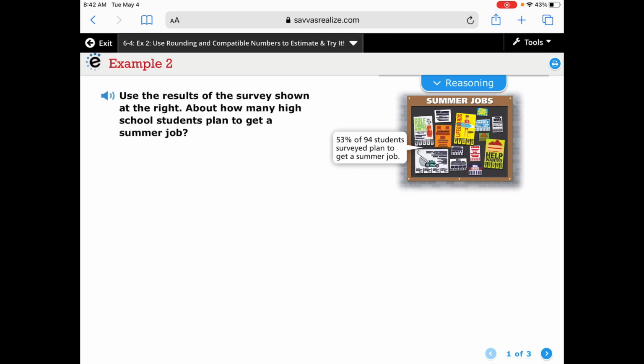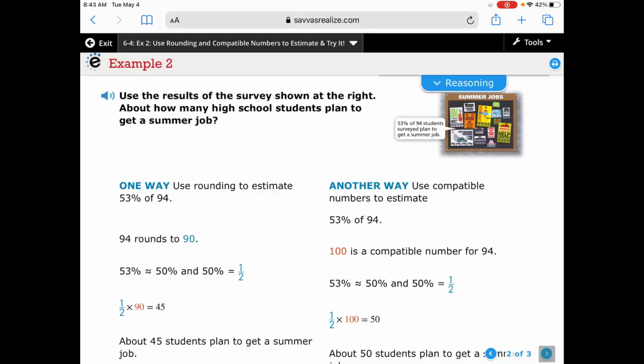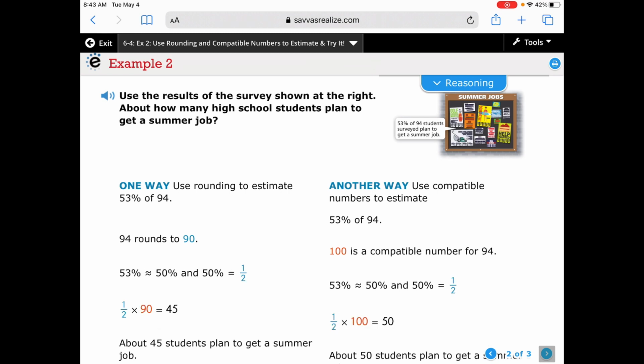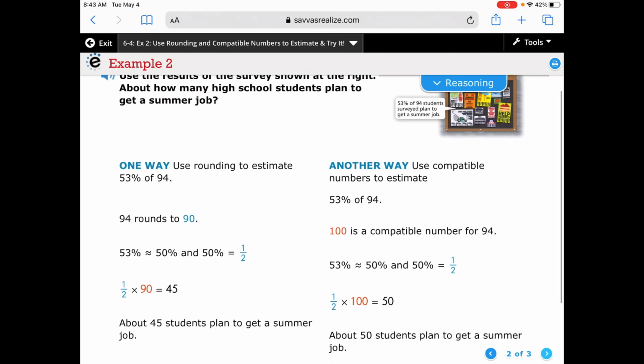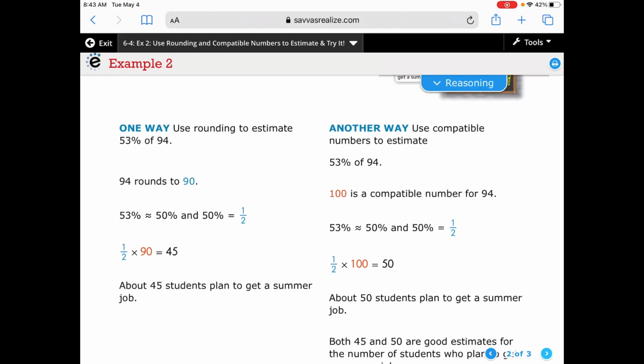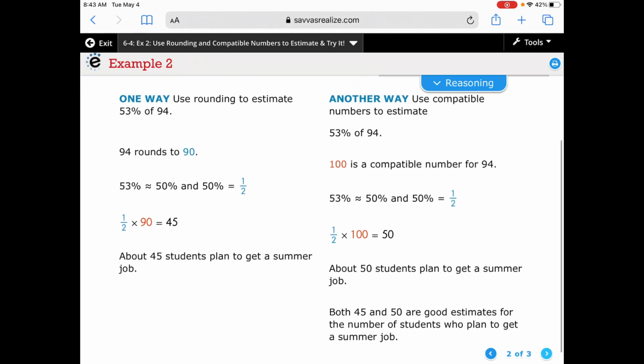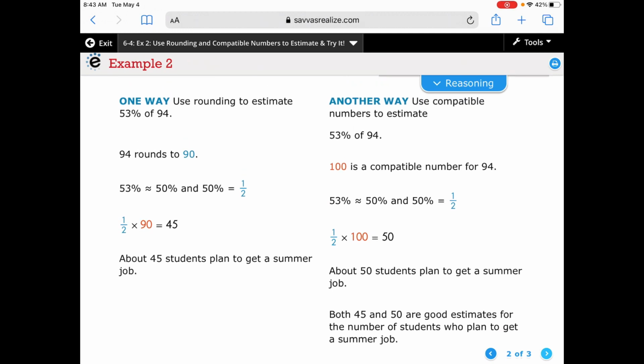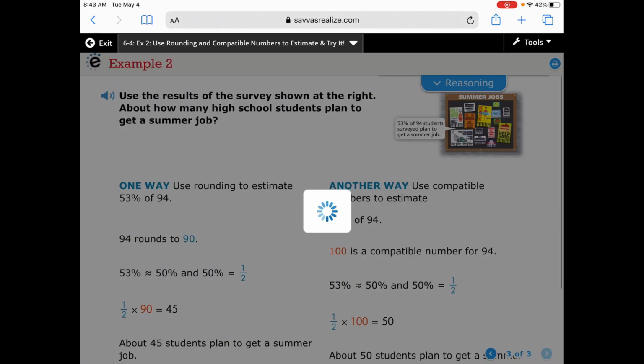All right, let's take a look at example 2. It says use the results of the survey shown at the right. About how many high school students plan to get a summer job? So 53% of 94 students surveyed plan to get a summer job. Now it's much easier to use 50%, all right? Or we could round the number of students to 90, so we could actually do half of each. We can make that 50%, we can make that 90. So a good estimation would be 45, or we could simply just say half of 100. 100 is still relatively close to 94, and half of 100 is 50. So that's another way we could do that.